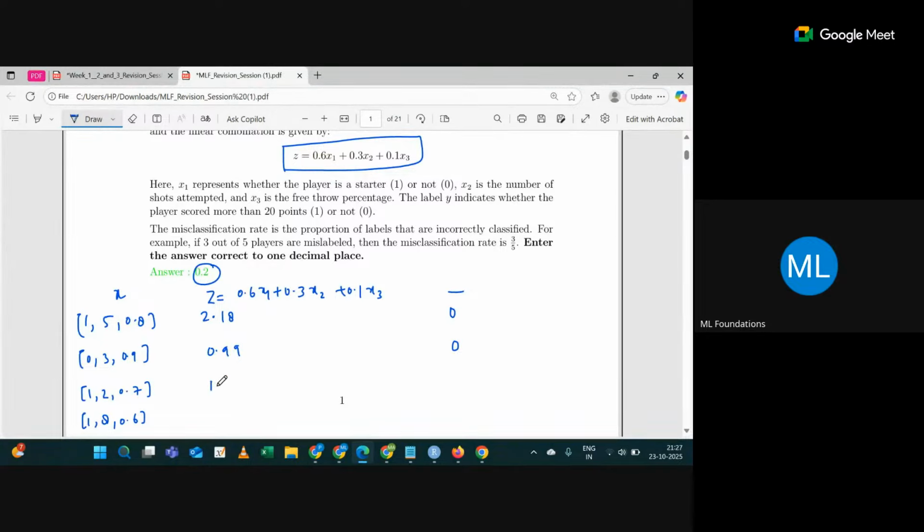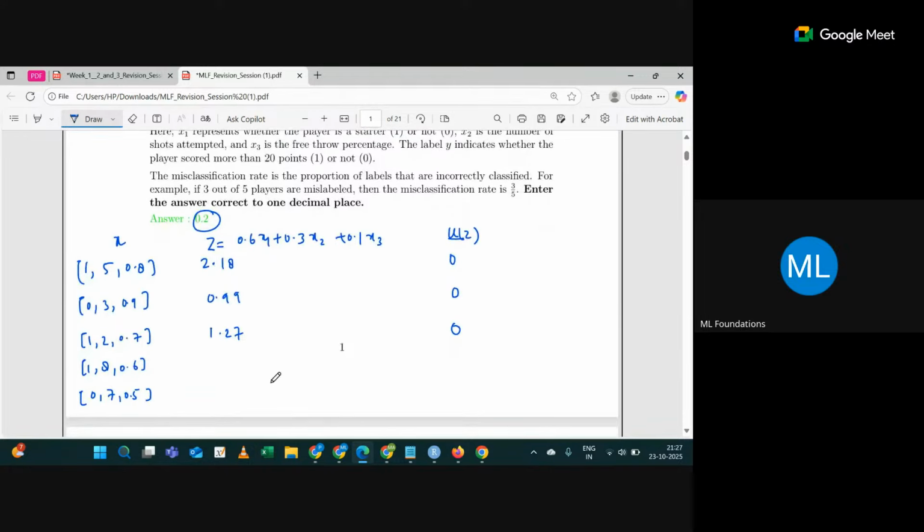So 0.6 plus 0.6 plus 0.07, so 1.27, if I'm not wrong. Yes, 1.27 is less than that. So it's 0. And then 0.6 plus 2.4 plus 3.06. Yeah, 3.06. Then it will predict 1, right?